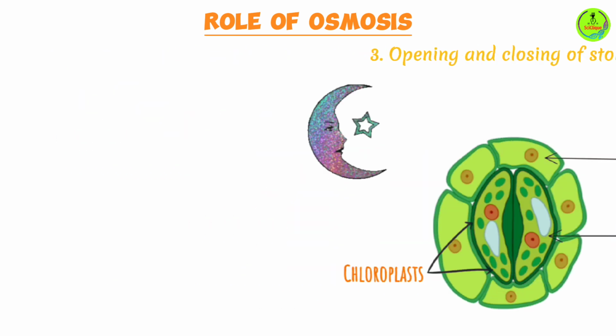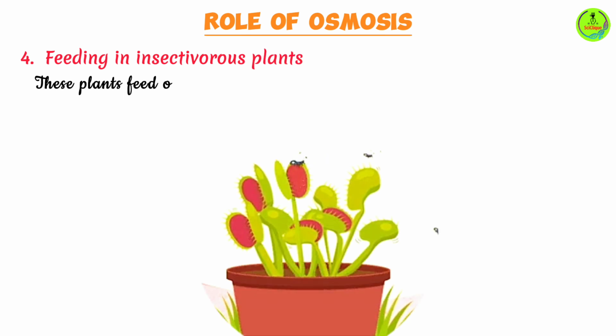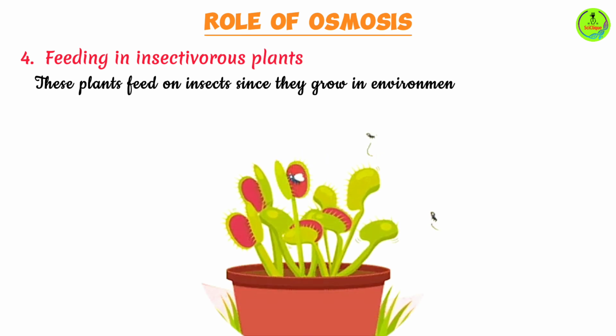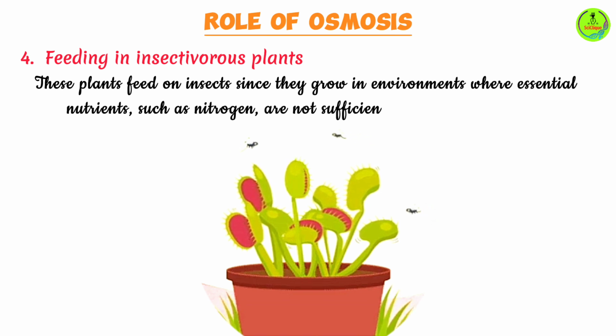Now, another importance of osmosis is that it allows insectivorous plants to feed. Now, insectivorous plants are plants that rely on insects as a source of food. The reason for this is because such plants tend to grow in areas that are deficient in nitrogen. And so, in order to supplement their nitrogen intake, they rely on the insects.